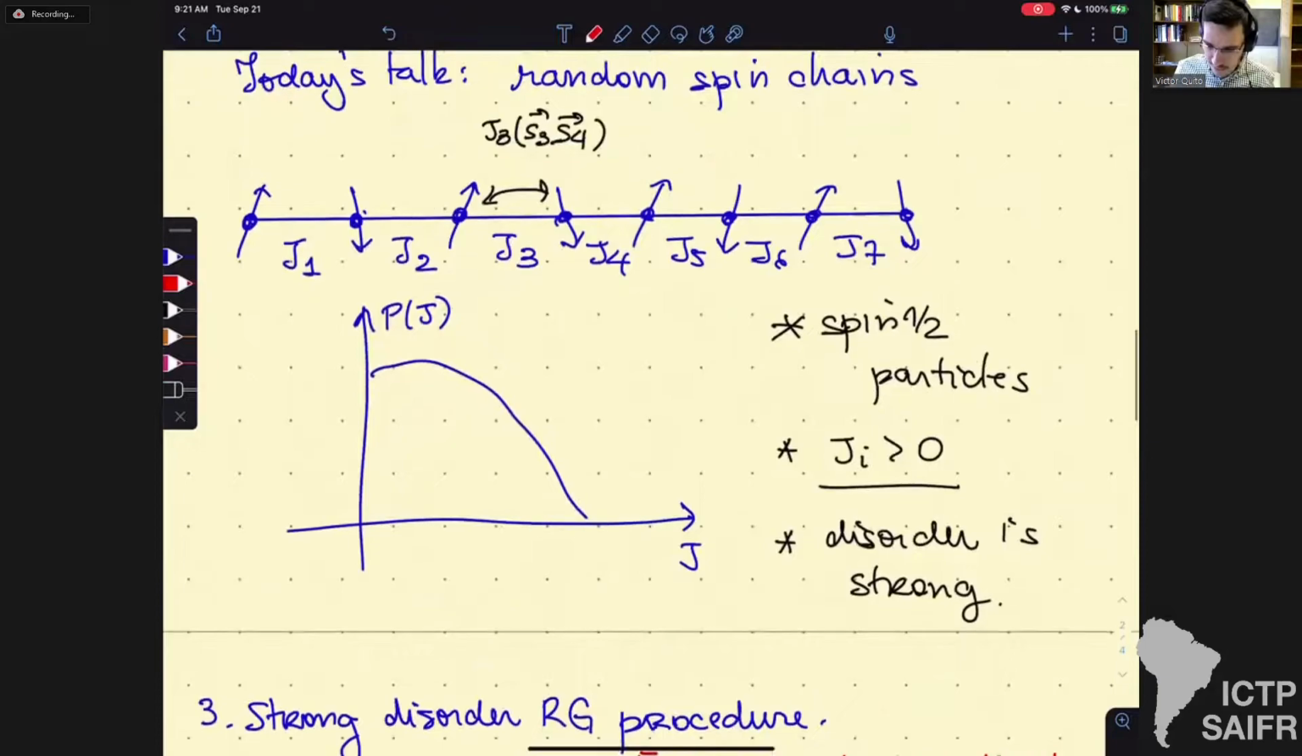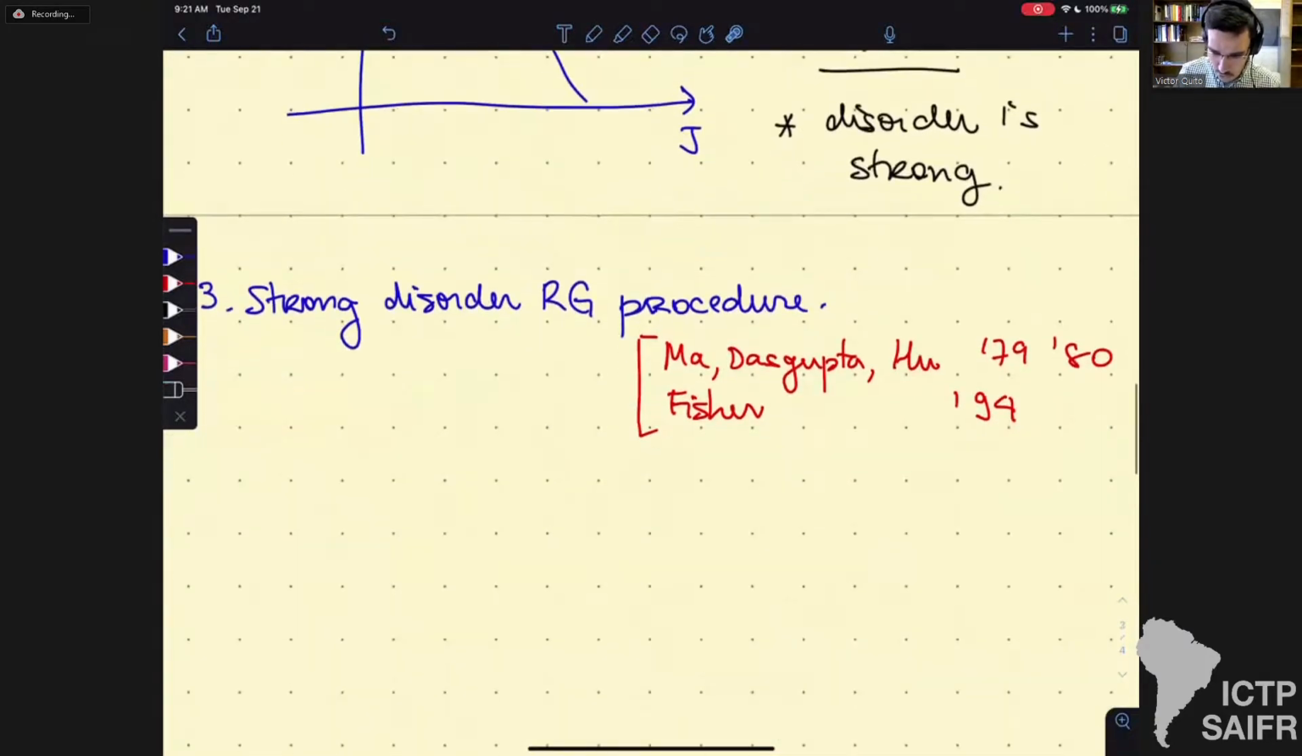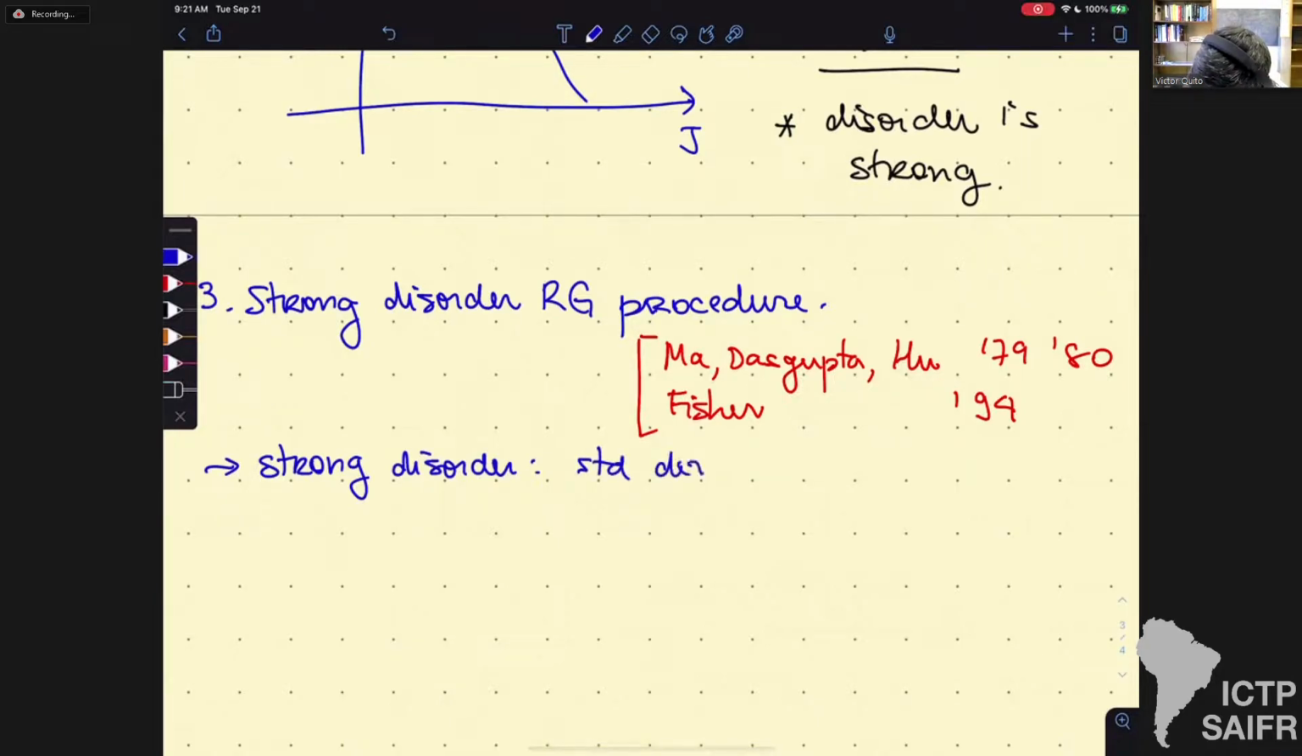Okay, and now I can say a little bit more about what I mean by strong disorder. By strong disorder, the assumption here is that, let's say I choose a given bond here, J2. Under the strong disorder assumption, if J2 is very large, it's extremely likely that J1 and J3 are much smaller than J2. And I will use this fact explicitly. So what I mean by strong disorder is, let me write it here, strong disorder means that the standard deviation is large compared to the average.